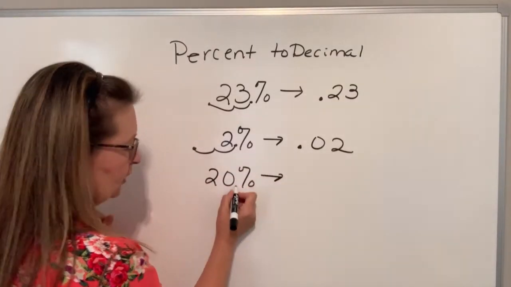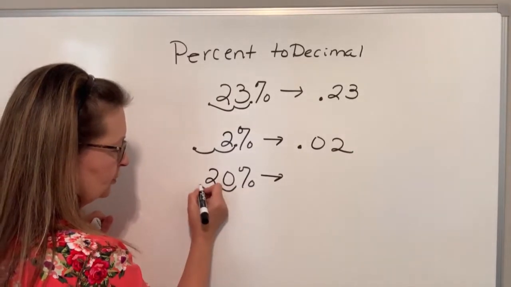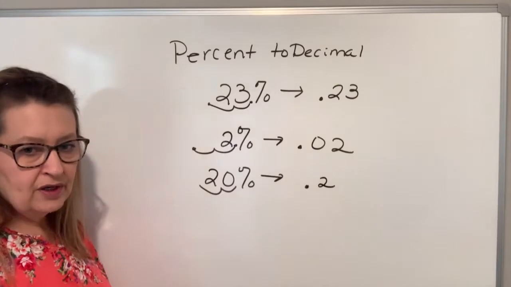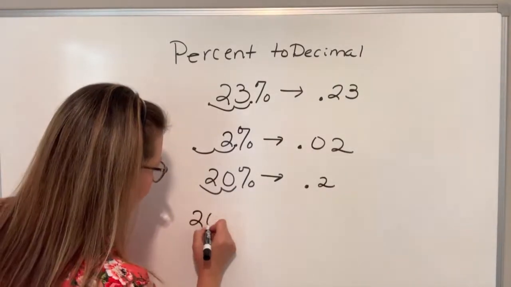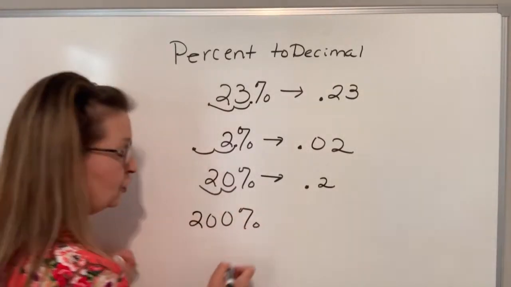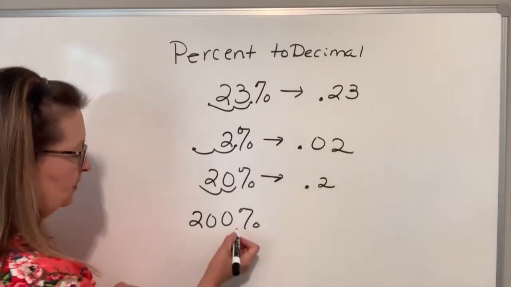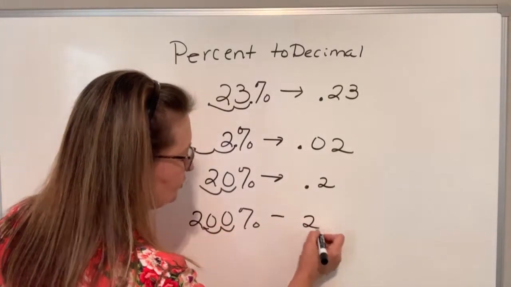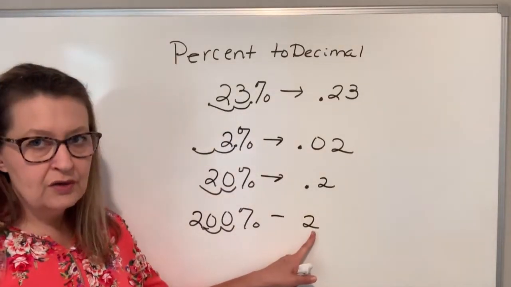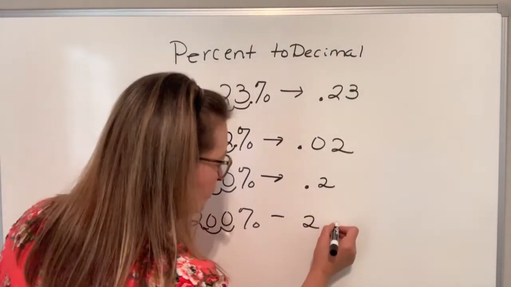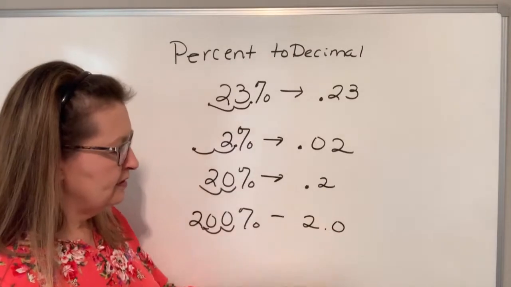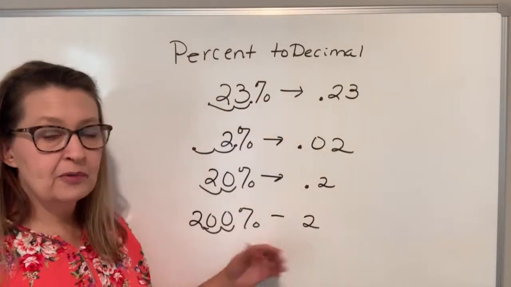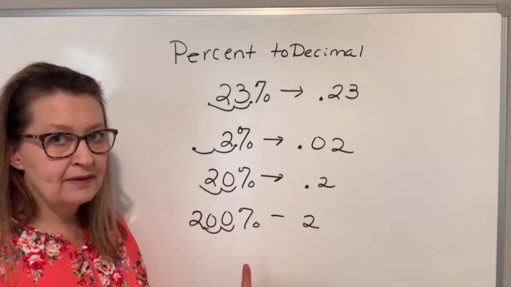20%. Here's your decimal. 2 to the left. So you got 0.2. 200%. Here's your decimal. You go 2 to the left. So decimal form of it would be 2. You don't put 2.0. That's unnecessary. So sometimes the decimal form of percent doesn't have a decimal in it.